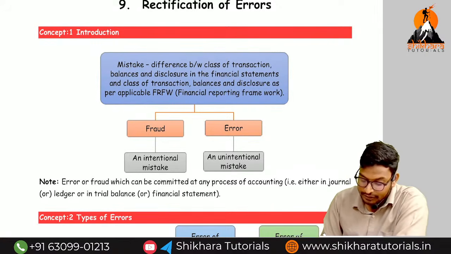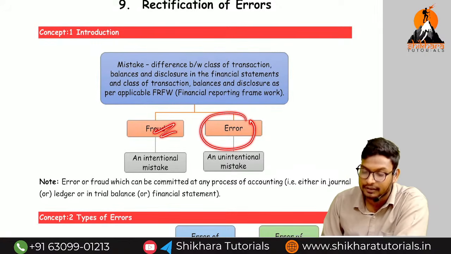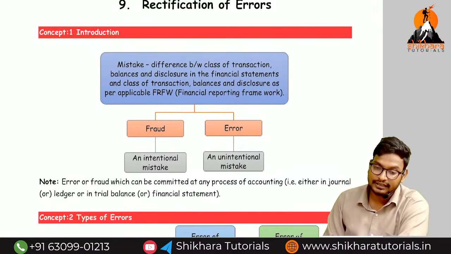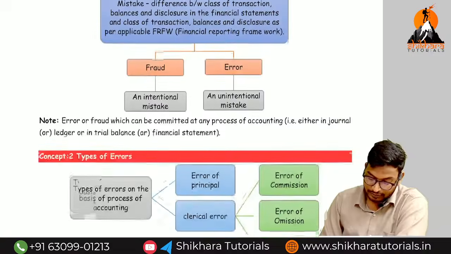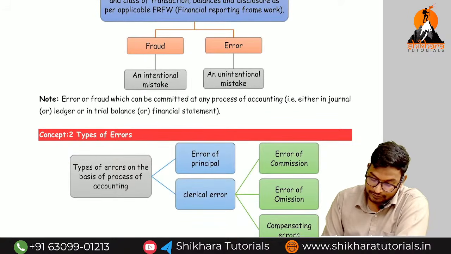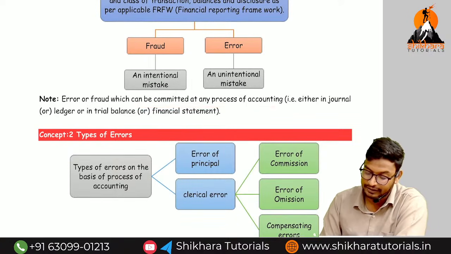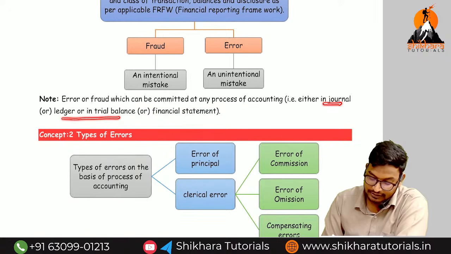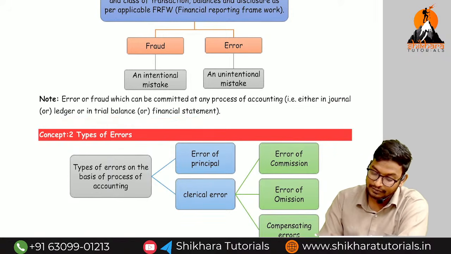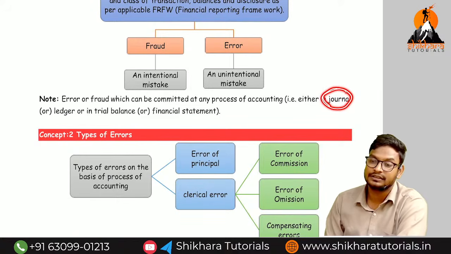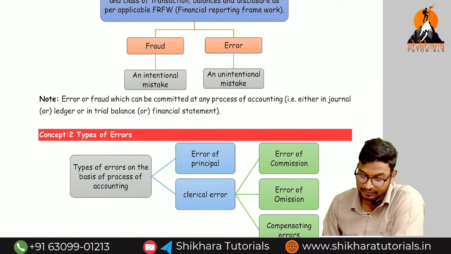Now we are going to identify the errors and rectify them. Errors or fraud can be committed in the process of accounting, either in the journal, ledger, trial balance and financial statements. Here, journal does not mean the normal journal; journal means subsidiary books. Please remember.